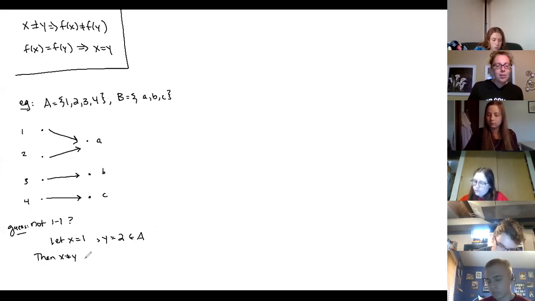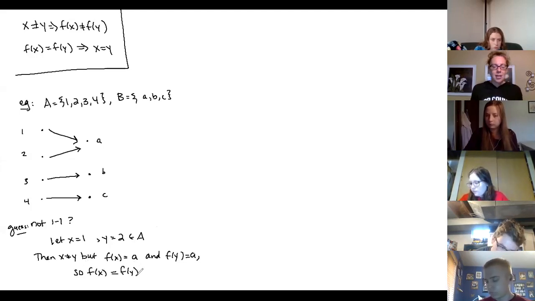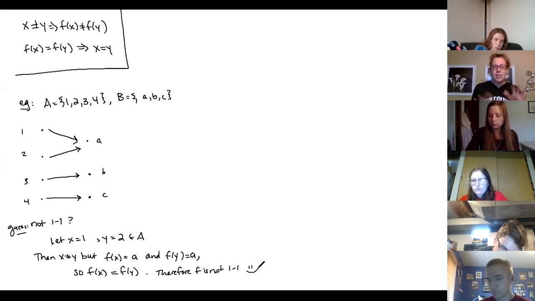x is not equal to y, obviously, but f of x equals a, and f of y equals a, so f of x is equal to f of y. And therefore, f is not 1-to-1. Super. Doesn't matter whether it is or isn't. The point is that we guessed not 1-to-1 and our guess was actually correct.